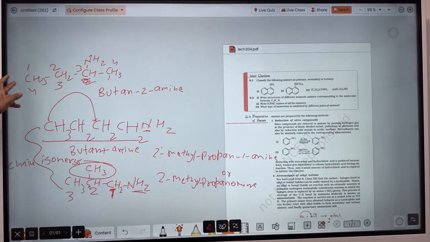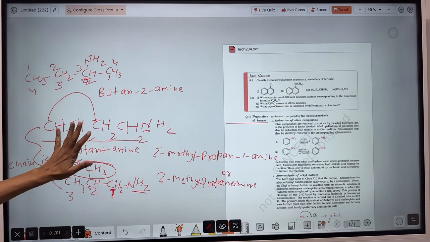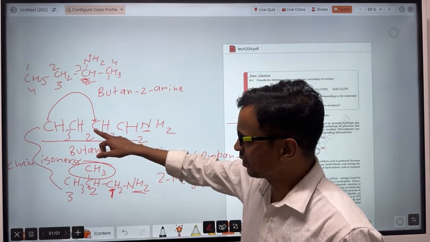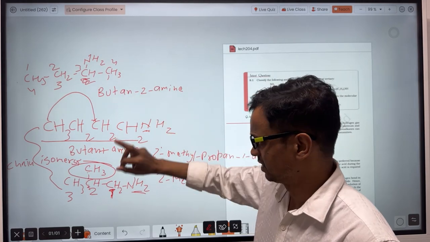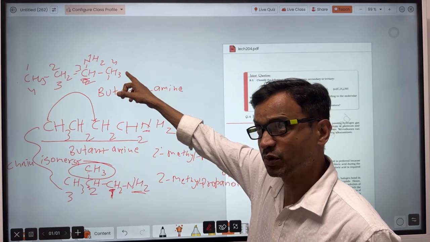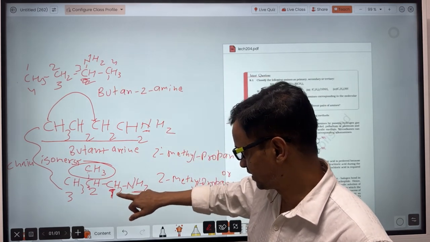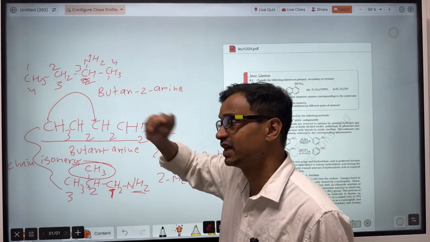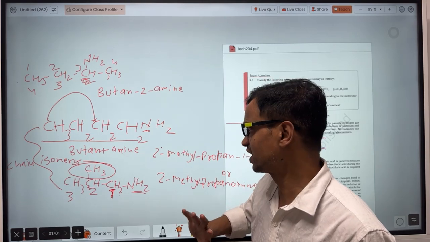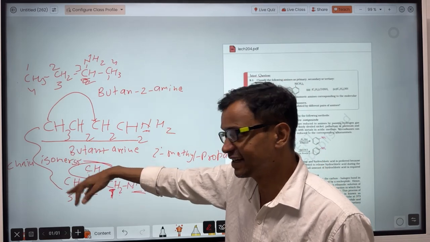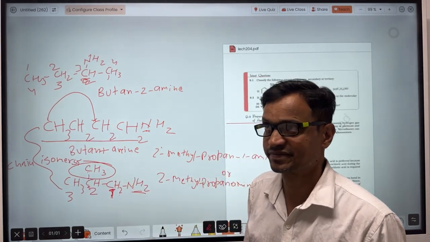Okay guys, it will be difficult for me to write on the board, so you write by yourself. This compound and this compound are which type of isomers? Position isomers. This one and this one are chain isomers. This one and this one are also position isomers, because here the position is first and here the position of the functional group is second. This one and this one are chain isomers, because the length of the chain is different.